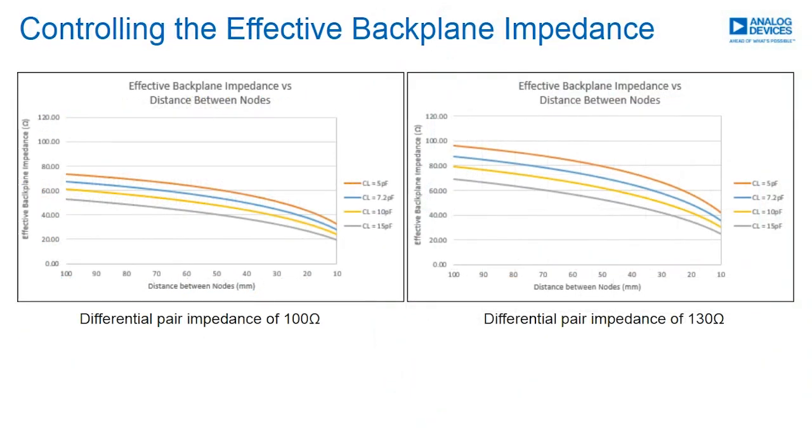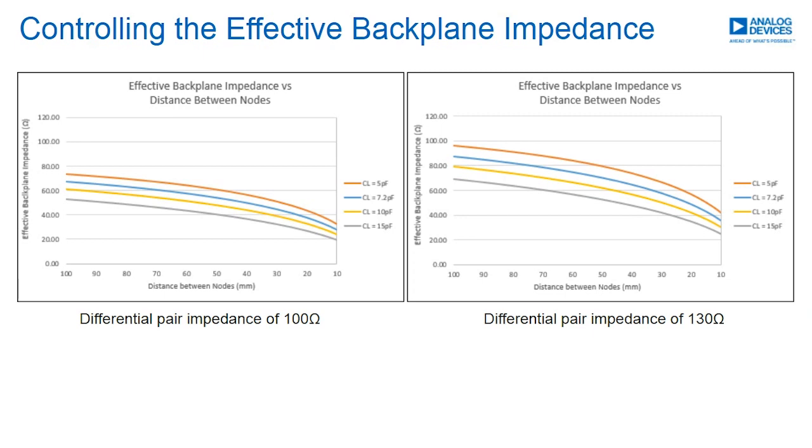So we've already seen that the two key parameters that affect the backplane impedance and how much it gets reduced are the capacitance of a module card and the distance between the modules on the network. But there is a powerful tool that we can use to try and offset some of this reduction, and that comes down to the PCB layout itself. So by increasing the differential pair impedance beyond 100 ohms, we can try and counteract some of this reduction that's caused by the addition of module cards. And you can see this in the comparison between the graph on the left and the right.